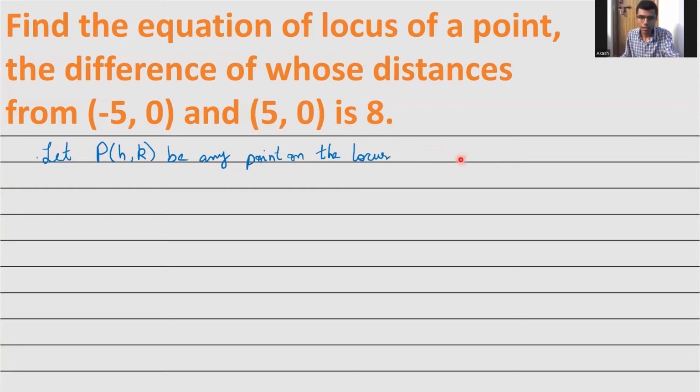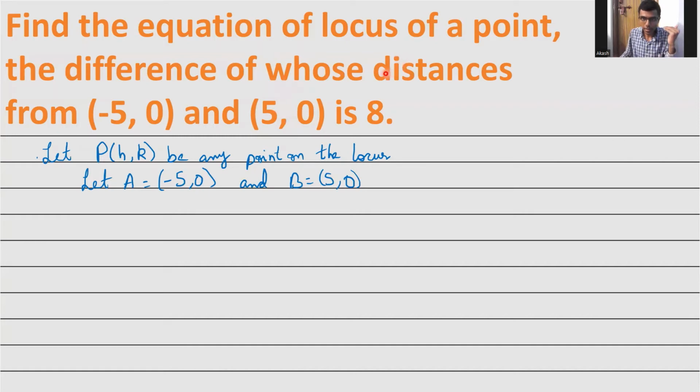Okay. Now, what else is given? 2 points are given. See, it's not given that these 2 points are A and B. Okay. We need to denote them. Don't forget it. Let A be equal to (-5, 0) and B be equal to (5, 0).